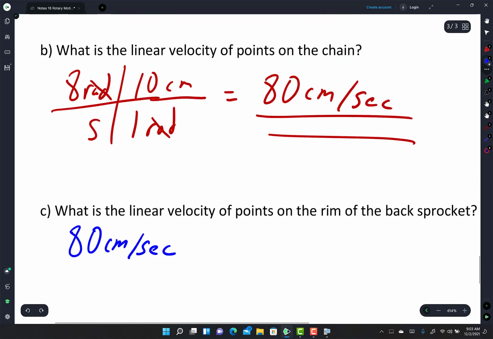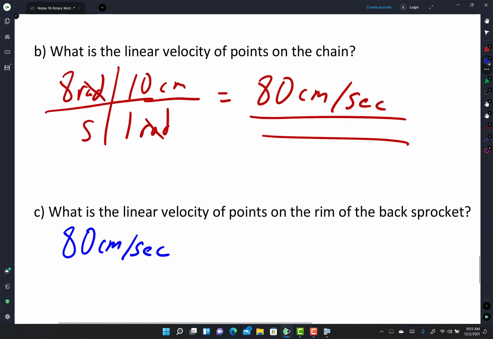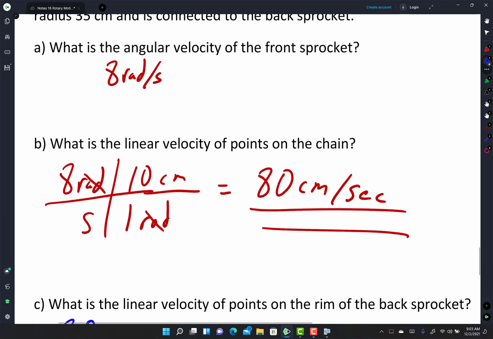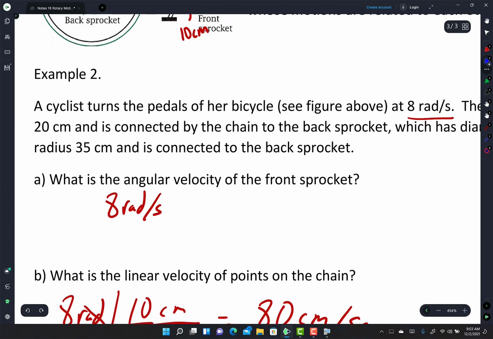Yes. Does anyone have any questions? Please ask. What's up, Gonzalez? Yes, it's connected by the chain, and since I want to know the linear velocity of the back sprocket, it has to be the same.